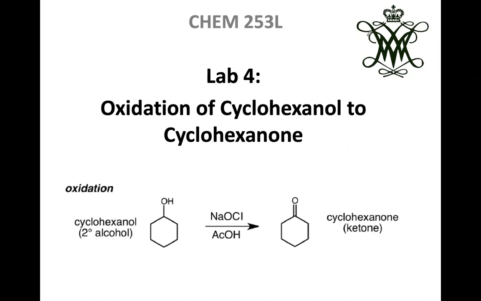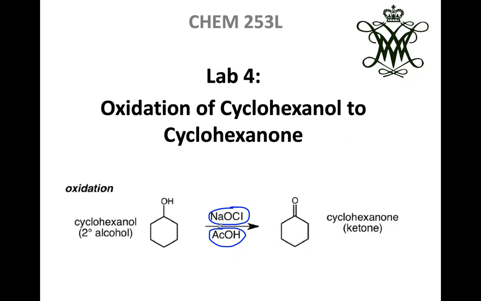I'm Professor Lashley, and I'm going to walk you through some of the things you need to know about this lab. You're going to perform an oxidation of a secondary alcohol called cyclohexanol into a ketone called cyclohexanone. The oxidizing reagent you're going to use is called sodium hypochlorite, or bleach, and you're also going to use glacial acetic acid as a catalyst in this reaction. Glacial acetic acid, by the way, just means that it's super pure acetic acid.